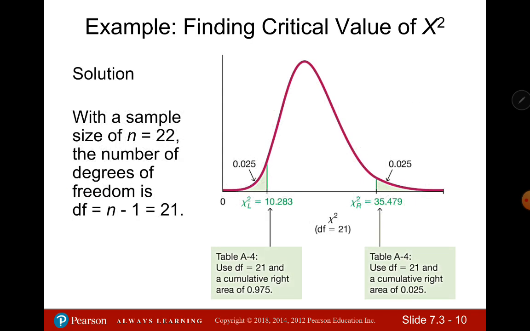Let's check the graph to help you understand. So this one is the chi-square left tail, right? The left tail has 0.025, half alpha. And on the other side, the right side critical value, the right tail is 0.025. Add them up: half alpha, half alpha. And we also need the degrees of freedom to check the table. If the sample size is 22, of course, the degrees of freedom is 21, n minus 1.